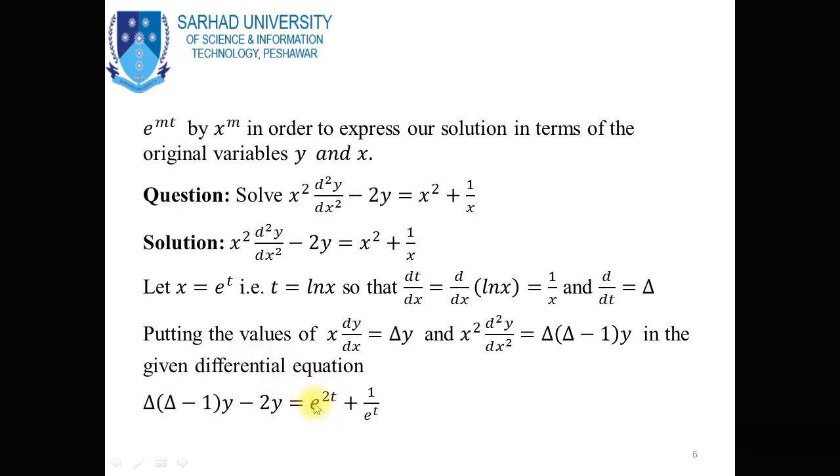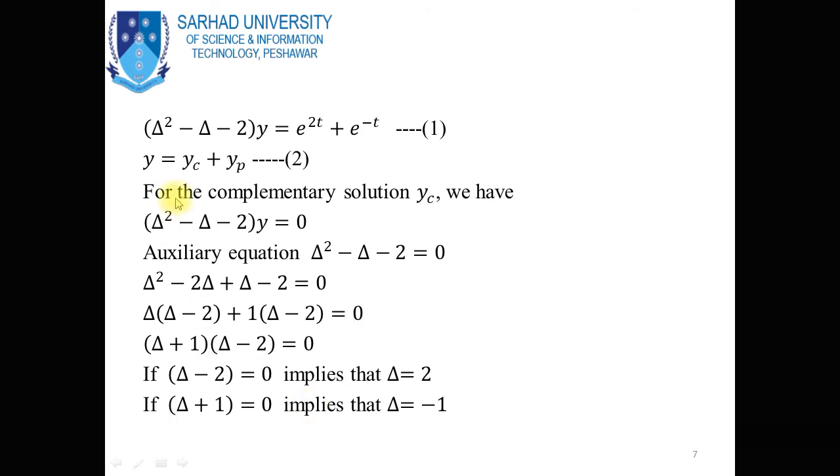So x square is equal to e power 2t plus x is equal to e power t, so 1 over x is equal to 1 over e power t. Now this is the non-homogeneous linear differential equation with constant coefficients. You see over here (del square minus del minus 2) into y is equal to e power 2t plus e power minus t. So this equation has two solutions.